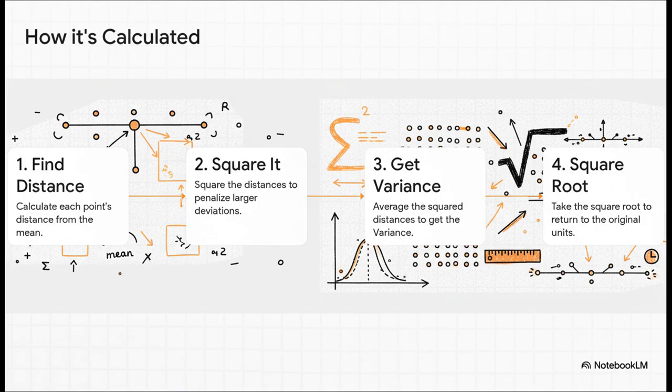So how's it calculated? It's actually a pretty clever 4-step process. First, you figure out how far each data point is from the mean. Second, you square all those distances. This is a neat trick that makes all the values positive and gives a little more weight to the points that are really far out. Third, you take the average of those squared distances, and that gives you something called the variance. And finally, to get back to our original units, minutes in our case, you just take the square root of that variance, and boom, that's your standard deviation.